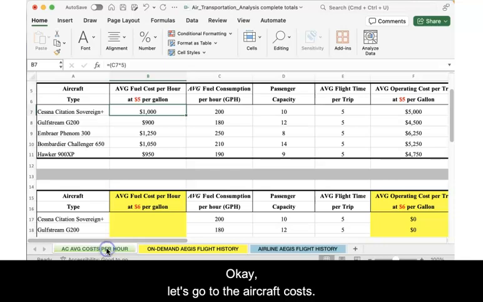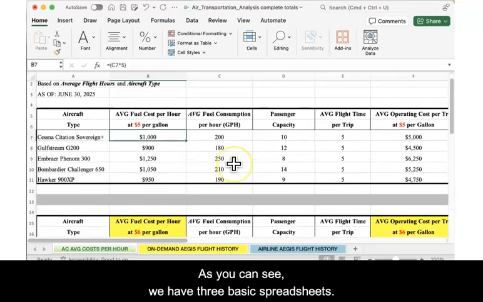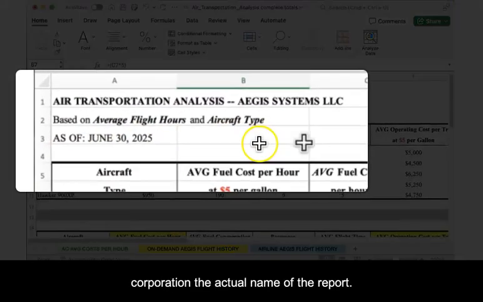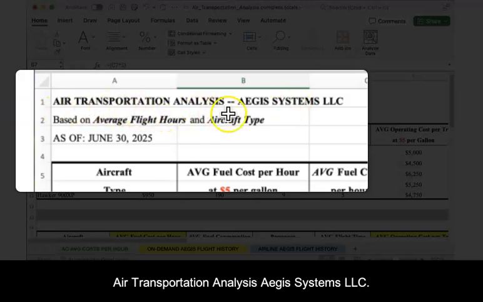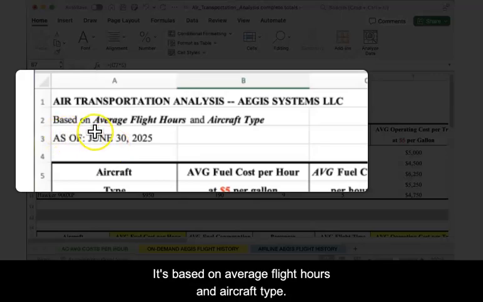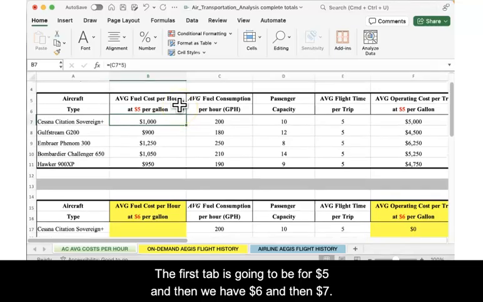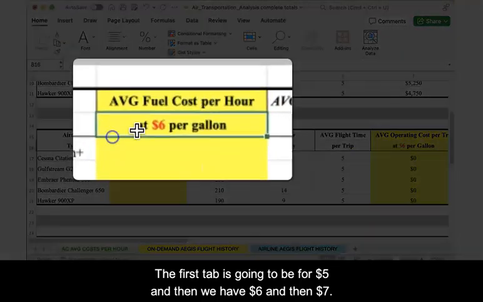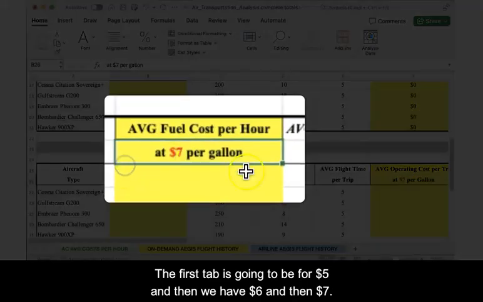Okay, let's go to the aircraft costs. As you can see, we have 3 basic spreadsheets. We have the title up above here, which gives the corporation the actual name of the report: Air Transportation Analysis, Aegis Systems LLC. It's based on average flight hours and aircraft type. The first tab is going to be for $5, and then we have $6 and then $7.